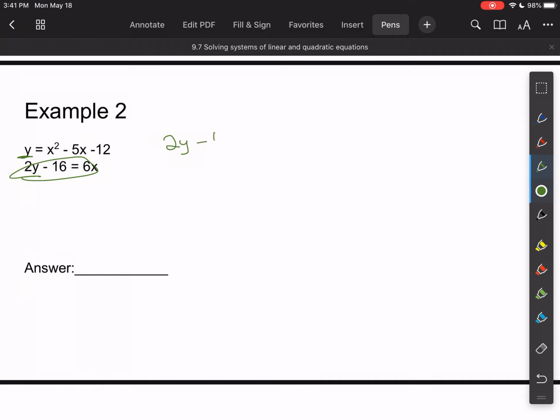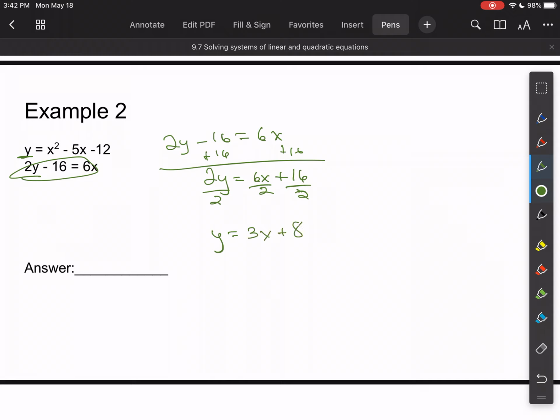So 2y minus 16 equals 6x. I'm going to add 16 to both sides to try to isolate my y. So 2y is equal to 6x plus 16. I added 16 to both sides. And then to get y by itself, I have to divide by 2 since it was being multiplied. So I have to divide everything by 2. So y is equal to 3x plus 8.